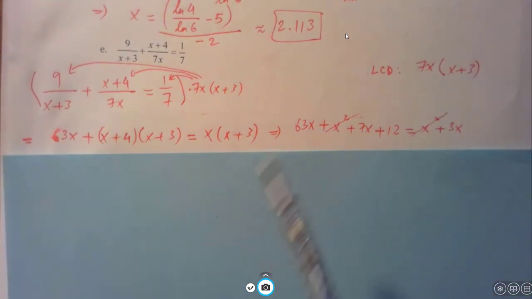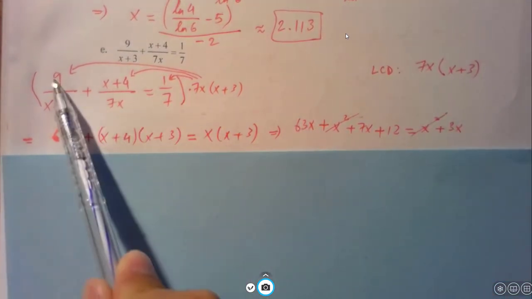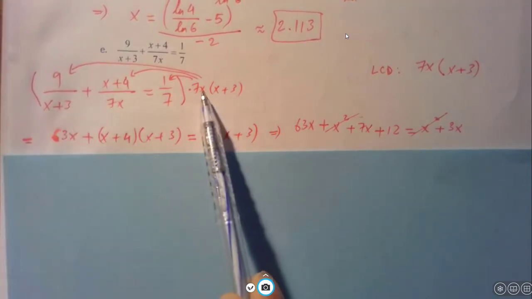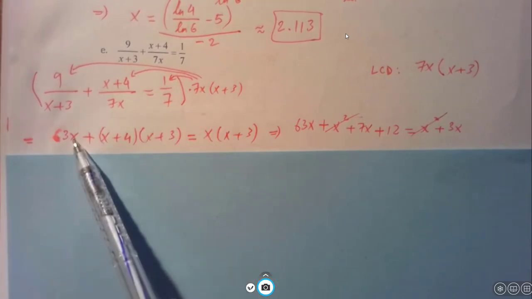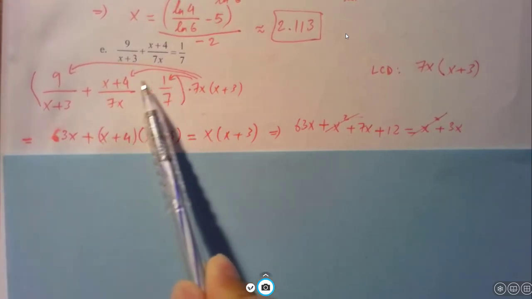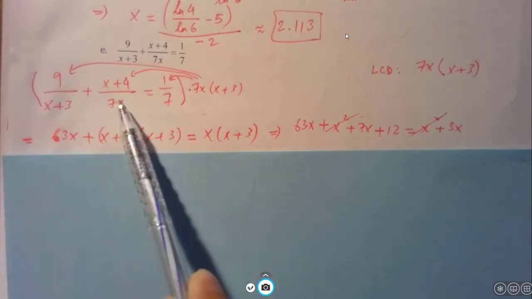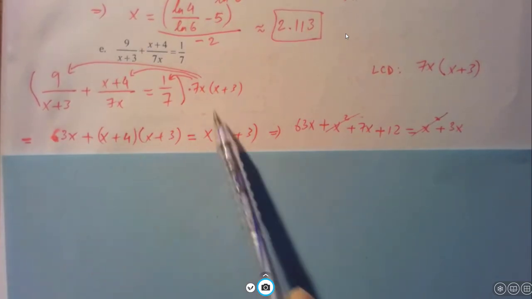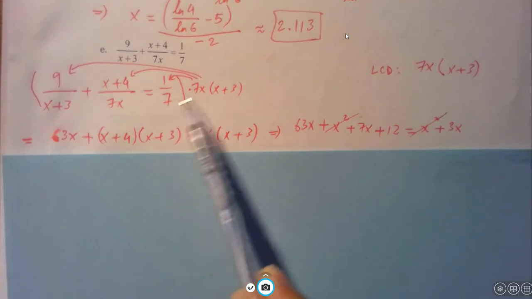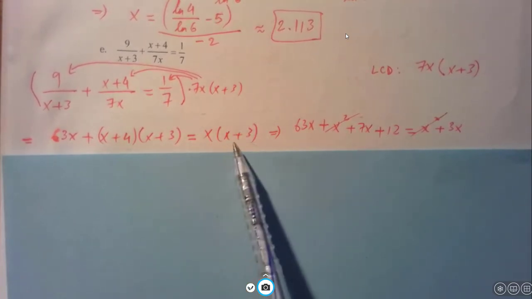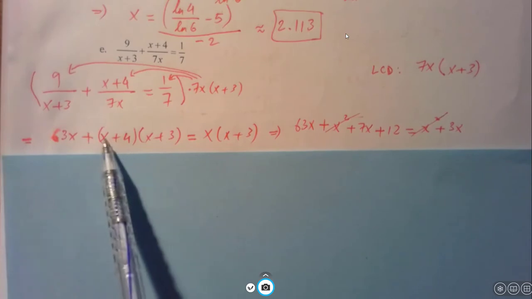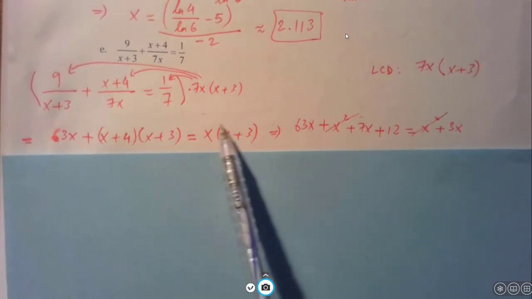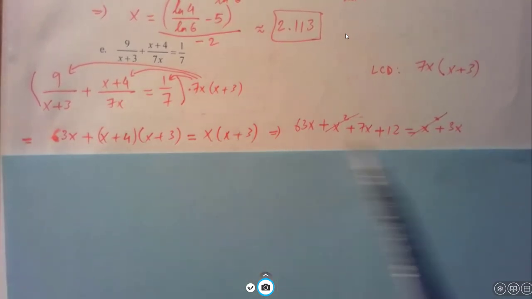Let's see here. 7 times 9 gives me 63. x plus 3, when you multiply it here, they cancel out, so you have x left. 7x, when you multiply to the second term, 7x and 7x cancel, so you have x plus 4 multiplied by x plus 3. And then the last one, 7 and 7 cancel, you have x and x plus 3. Now let's multiply these out, you get that expression here. And then x times x is x squared, x times 3 is 3x.